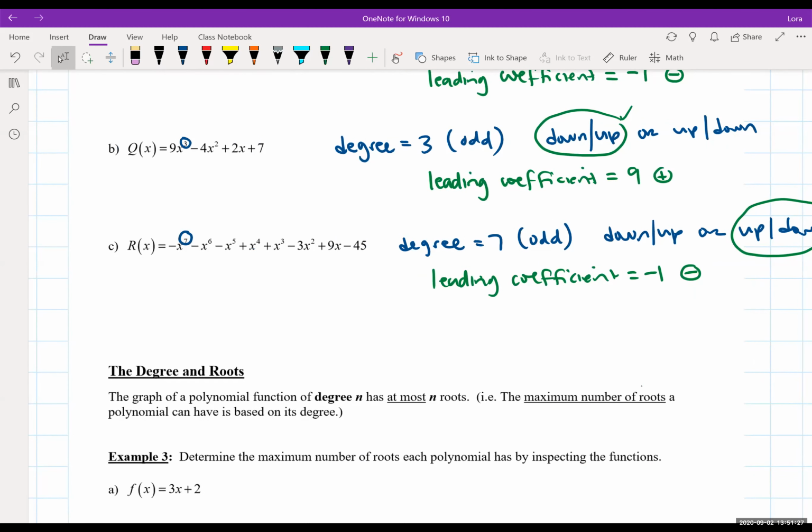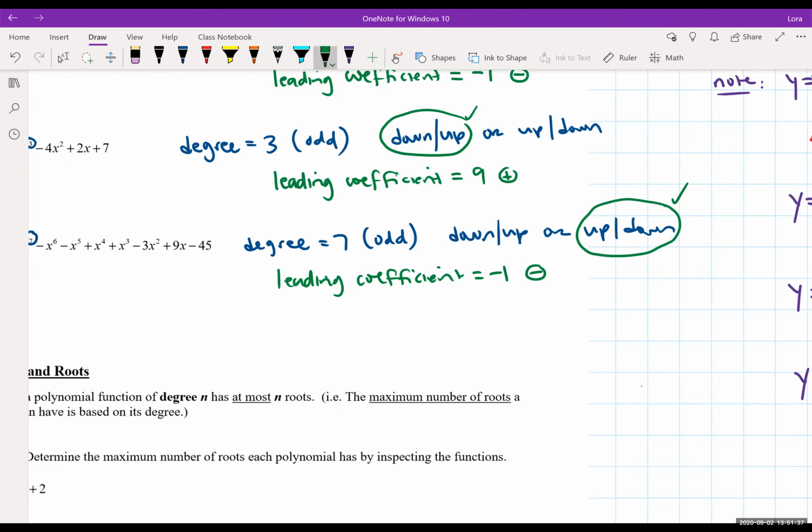So that could help us translate, well, if we do look at R of X, we notice the same idea. Oh yeah, odd degree, even though it's not x cubed, but it does have that same sort of possibility. We have that negative leading coefficient, which further justifies why it's up, down.